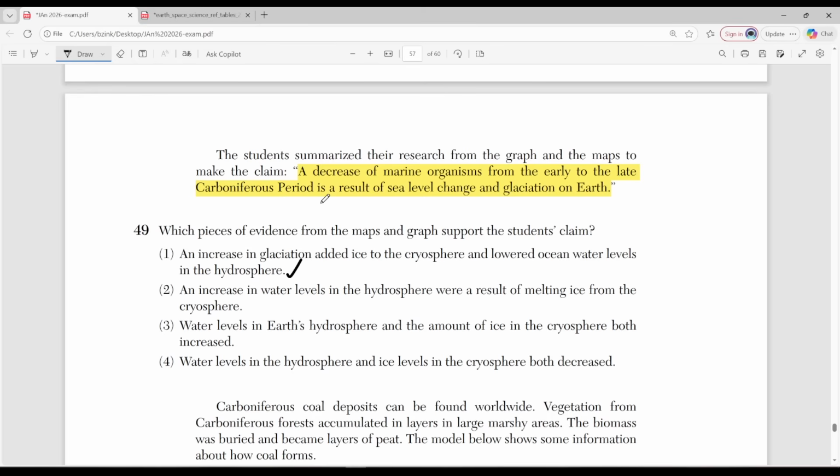Yes, but that's not going to decrease the marine organisms. That's going to make it more. So I'm going to say that's out because that's going to make more marine organisms. Water levels in the hydrosphere and the amount of ice both increase. No. Water levels in the hydrosphere and ice levels both decrease. No. So the one that supports this is going to be 1, because basically if you're freezing the water, the marine organisms don't have anywhere to go to live, so that's going to support that claim. So I would say that's a 1. That's question 1, and it's a 3 out of 10 difficulty.